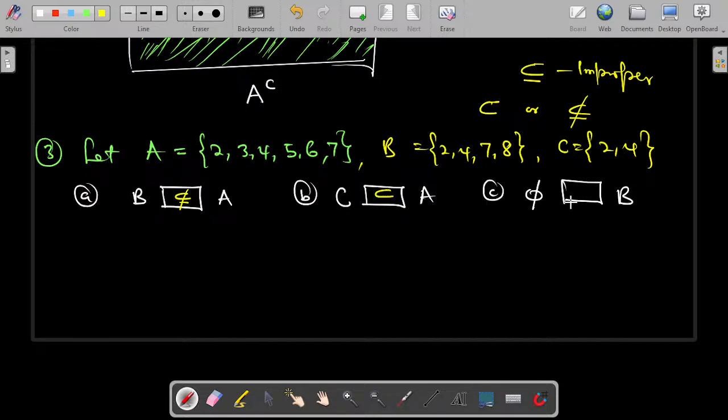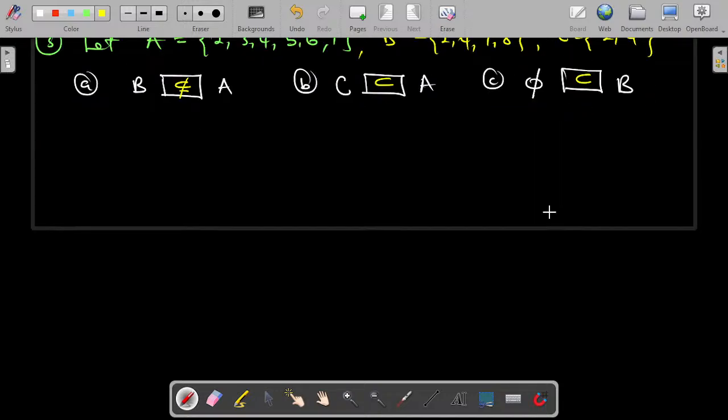And then the last one, you don't even need to check the set to answer this. Your empty set is always a subset of all sets. And in fact, since your B contains some elements, your empty set is a proper subset of your B. So that's the end of the first 3 questions. We move over to the fourth one.